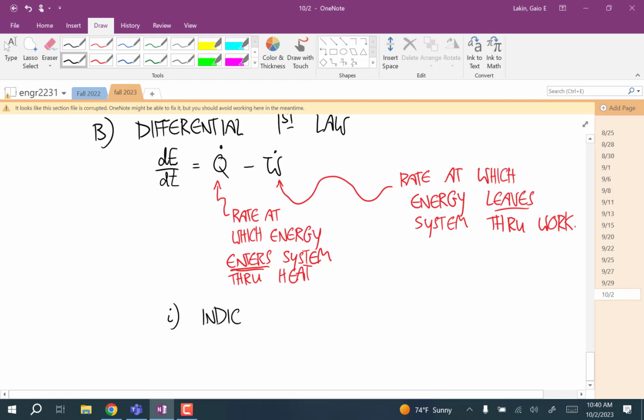What are some indicators that we're dealing with the differential form of the first law and not the full time interval form of the first law?